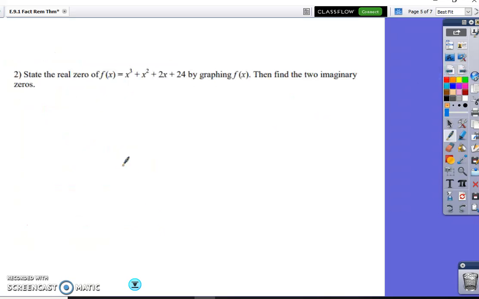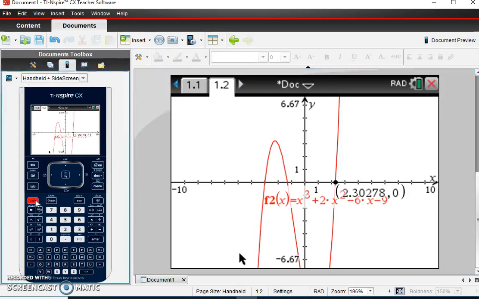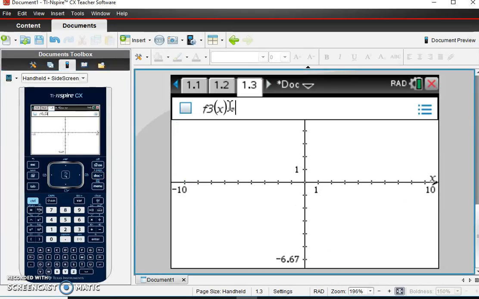Moving on to your next problem, it says state the real zeros of this function by graphing f of x, then find the two imaginary zeros. So we're going to graph this function to find the real zeros, and then we're going to find the imaginary zeros after we do that. So I'm going to go ahead and go over to my graph. We're going to add a new page and type in that function.